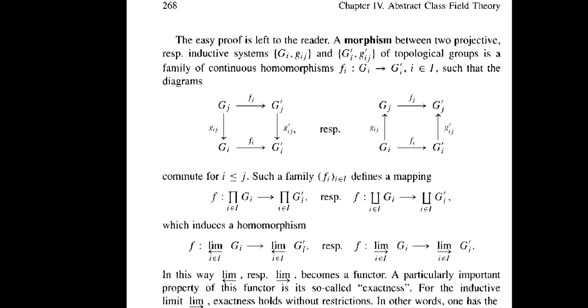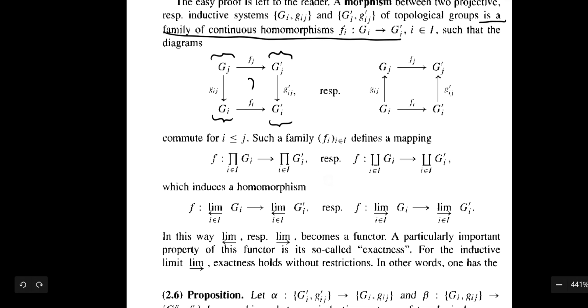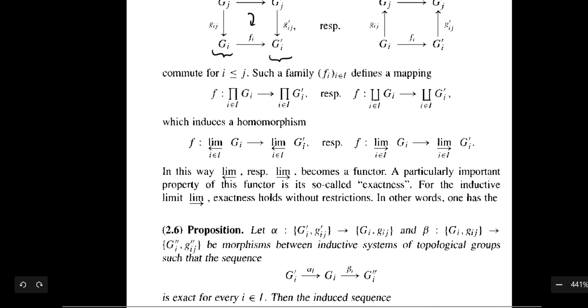Now we define what is a morphism of two projective systems. It is a family of continuous homomorphisms. So this is the system, morphism of the system. This is a system. This is another system, and the morphism between systems is a family of continuous homomorphisms making the diagram commute. Okay.